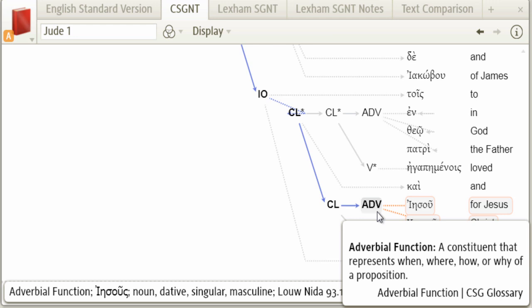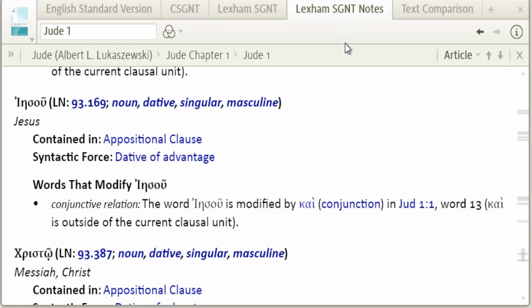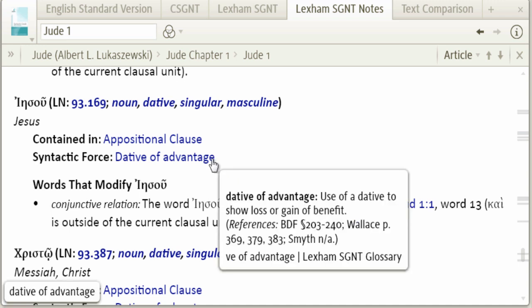Okay, so we see that the label here is not an indirect object, but adverbial. What about in the other resource, SGNT, expansions and annotations? Here in this resource, the syntactic force is labeled as dative of advantage. This use of the dative case is to show loss or gain of benefit. So right now you're seeing that the dative case has a range of uses. In this instance, you could understand this as a dative that expresses advantage.